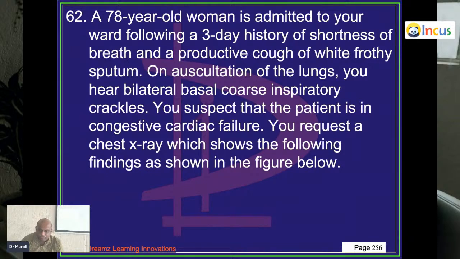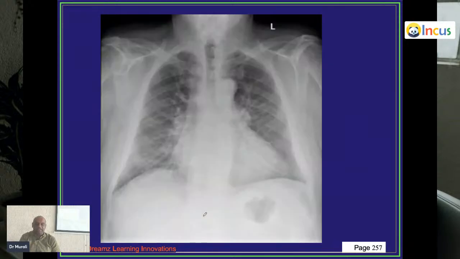A 78-year-old. Wow, that's good to see. 6 online students. Very good, doctor. So, at one point of time, we used to have 400, 500 students online also. But the question is, students need continuous availability.